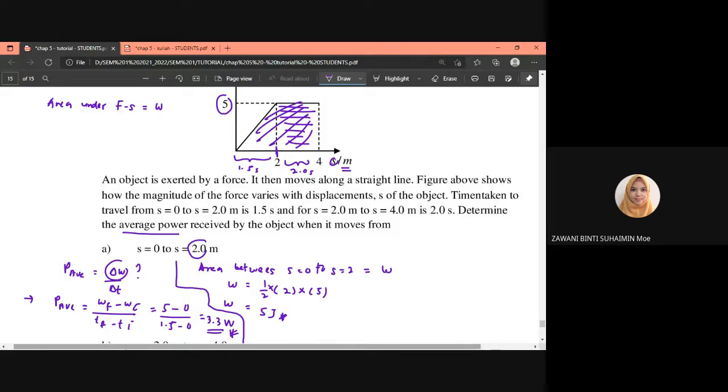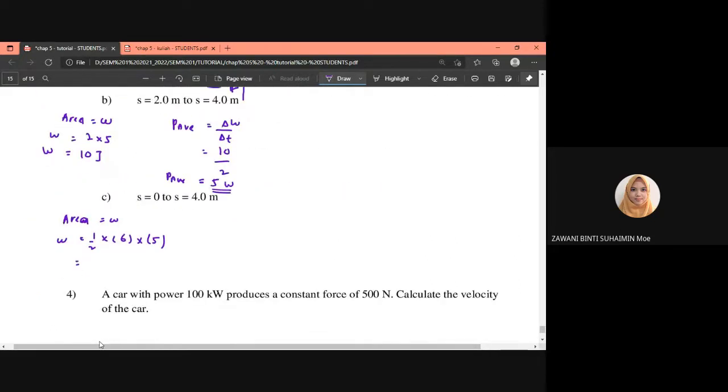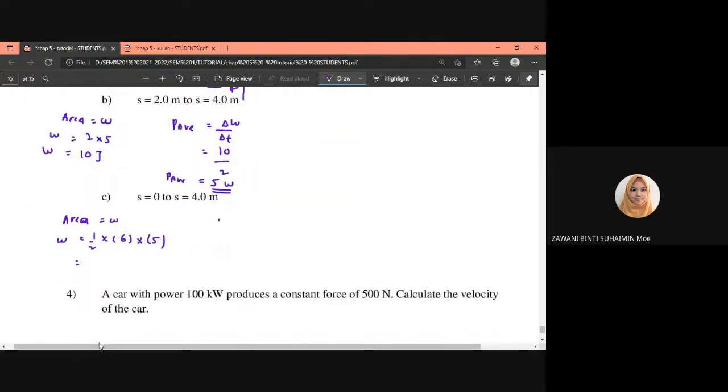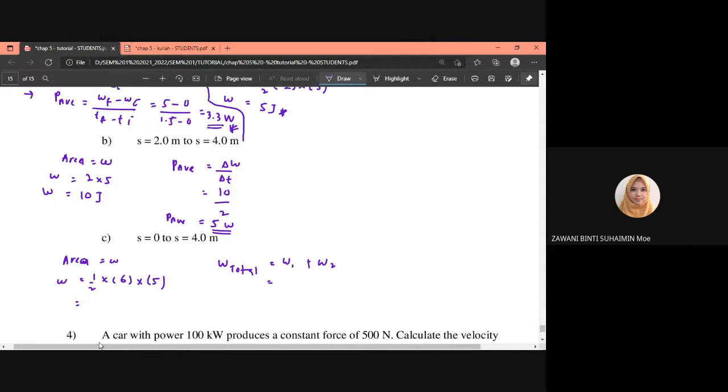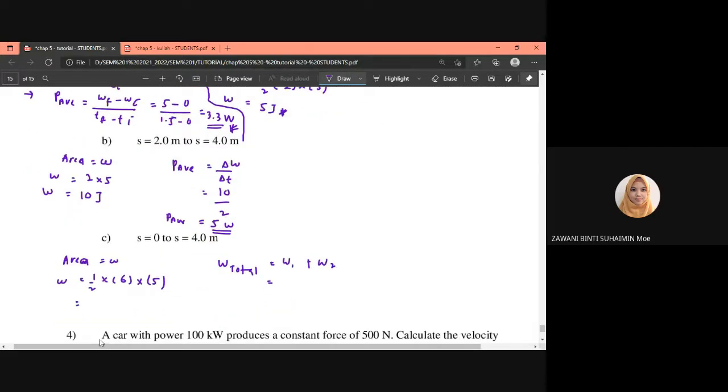Area dia lain. Saya rasa question ni ada kesalahan sikit dari segi dia bagi value. Sepatutnya awak boleh kira area of the trapezium terus, dia akan dapat work yang sama dengan work pertama tambah work kedua, iaitu work daripada question pertama tambah work question kedua. Work question pertama kita ada 5 joules. Betul lah, ni ada 15 joules.